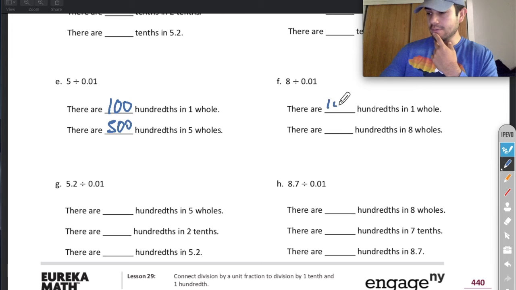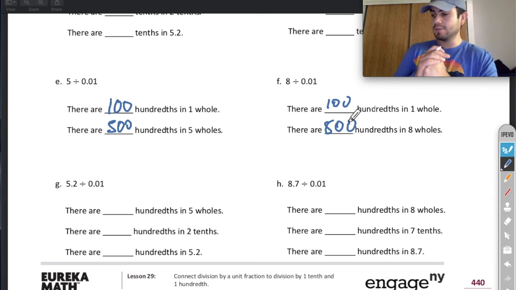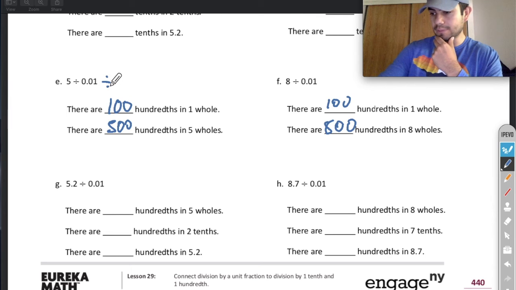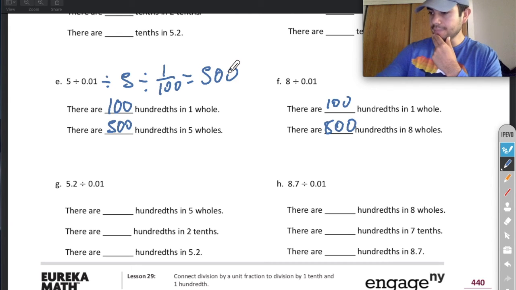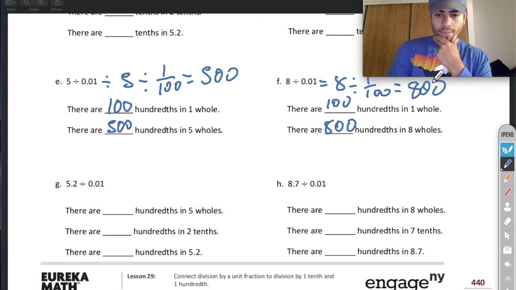Same thing with the following one. There are still 100 hundredths in one whole, and now you can just finish it by having 800 hundredths in 8 wholes. I'm sorry, let me rewrite this as well. This would be 5 divided by 1 over 100, and the same as 500. And over here you have 8 divided by 1/100, same as 800. Okay?